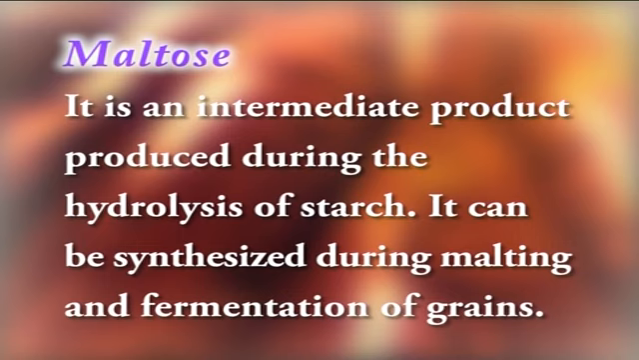Maltose. Maltose is an intermediate product produced during the hydrolysis of starch. It can be synthesized during malting and fermentation of grains. Beer and malted breakfast cereals are considered to have appreciable amounts. Commercially processed products are often prepared using maltose and are sold as sugar-free products.